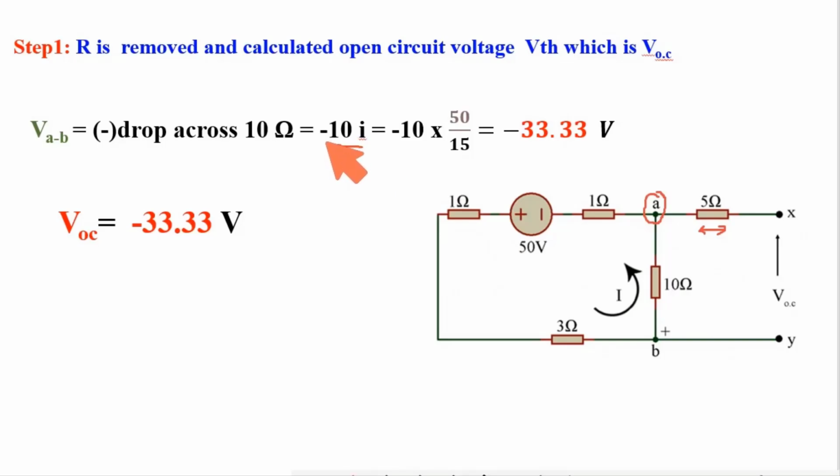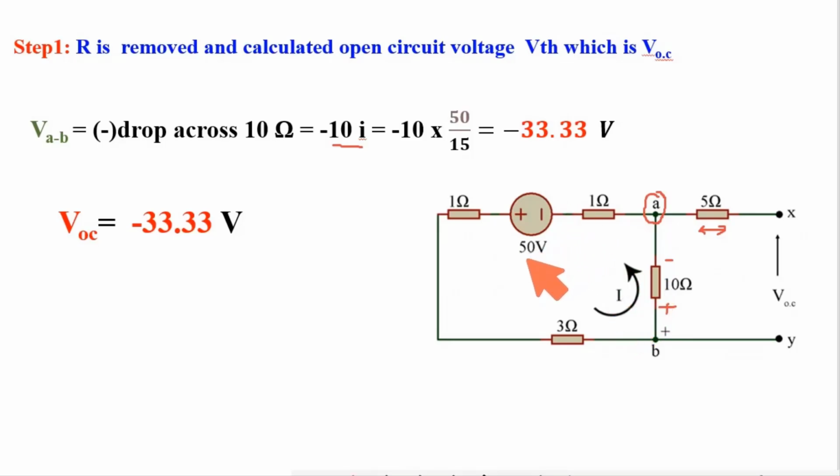Why this negative sign? Because I am using the nomenclature as VAB. So potential at this point with respect to this point, as current is flowing down to up through this 10 ohm resistance. So here this is positive, this will be negative. So VAB is just negative of this magnitude. So 10 multiplied by I. Now I need to find out the value of this I.